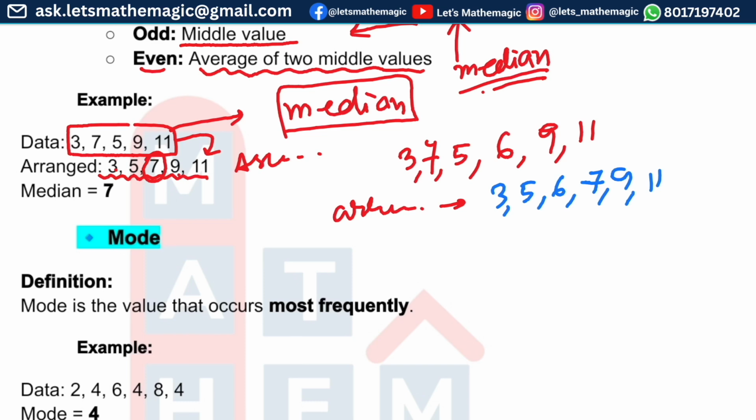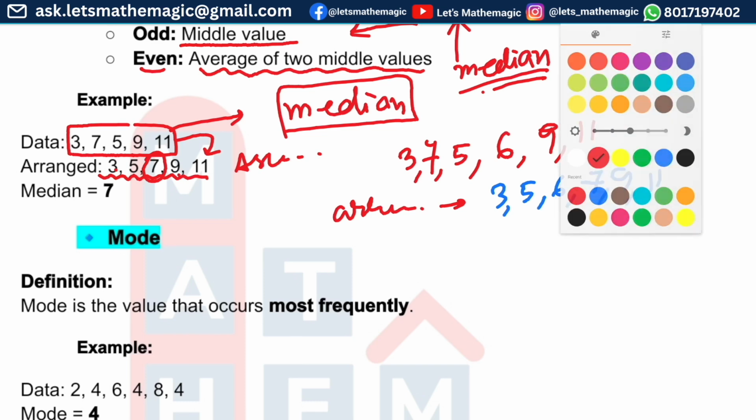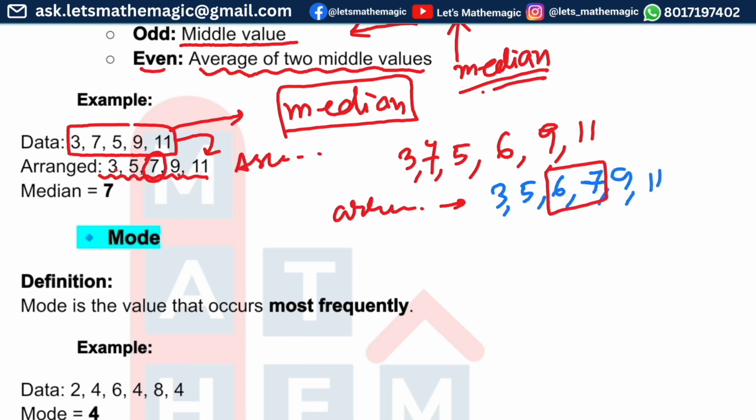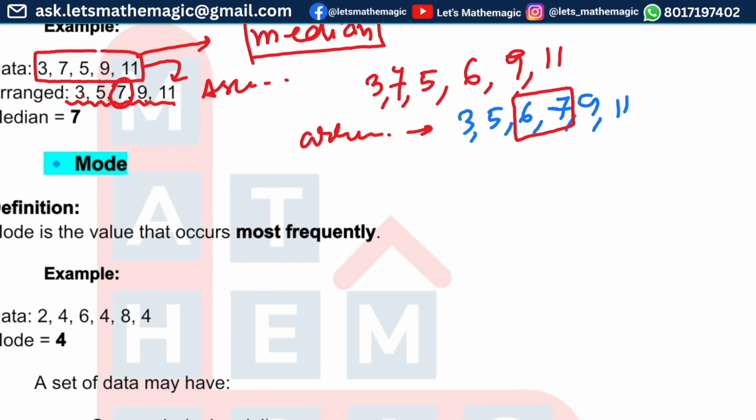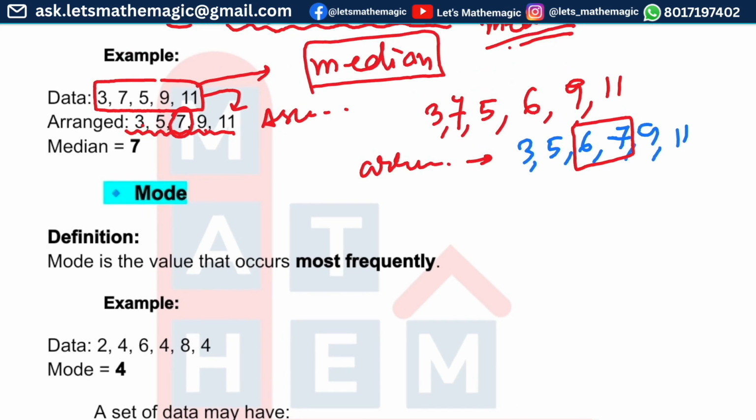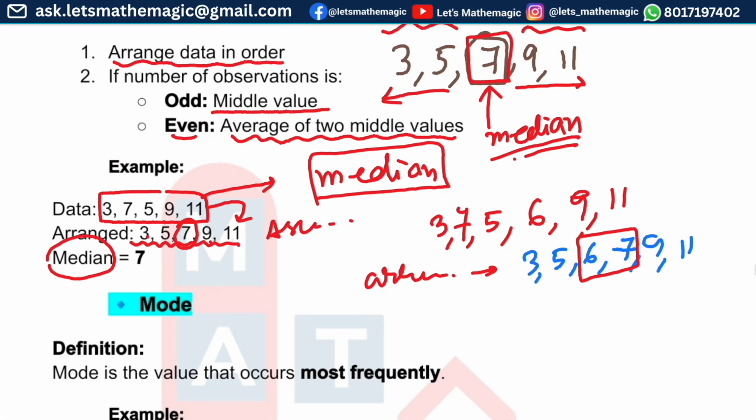Now we can see that we have two values in the middle, that is 6 and 7. These two values cannot be considered as the answer for the median, right? So what we have to do now, if you see the steps, step number 2 was written: average.